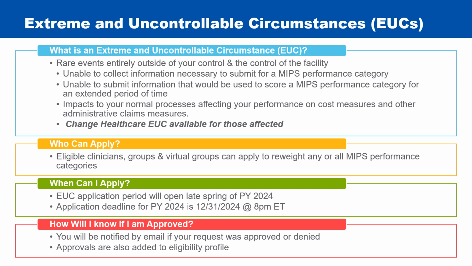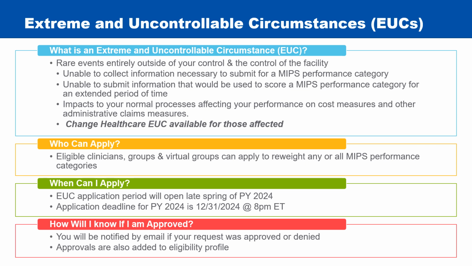This is more in place if your EHR loses that cert designation during the performance year, that you would not be penalized for it. You would also be able to apply this if you have had some type of an outage where you're unable to report for a particular performance category for an extended period of time. Also, you would be able to report if your normal processes are affected for your performance around the cost category or other administrative claims measures. You can submit an EUC for this.